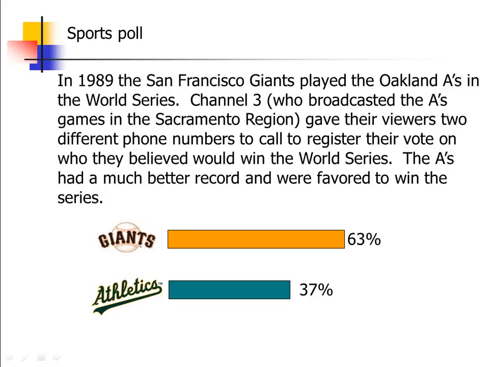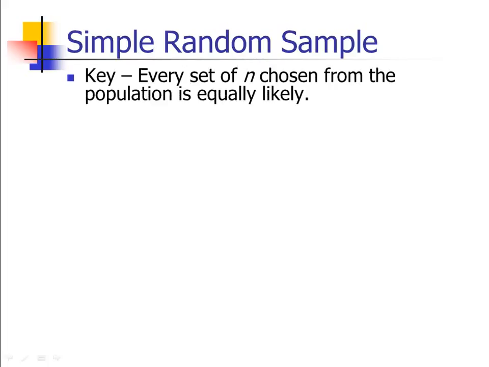So it's kind of a good example to think about when you think about voluntary response, what can happen. Okay, simple random sample is one of the most common ones, but it's also sometimes one of the most difficult ones to do. The key to a simple random sample is that every set of n, so if I'm going to select 30 people, I can be able to get any 30 people. So each person is equally likely, but every set of 30 would be equally likely.